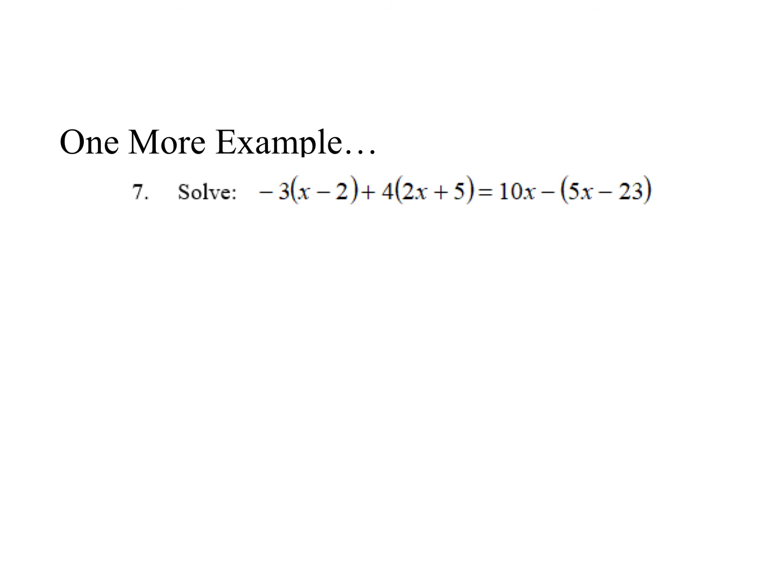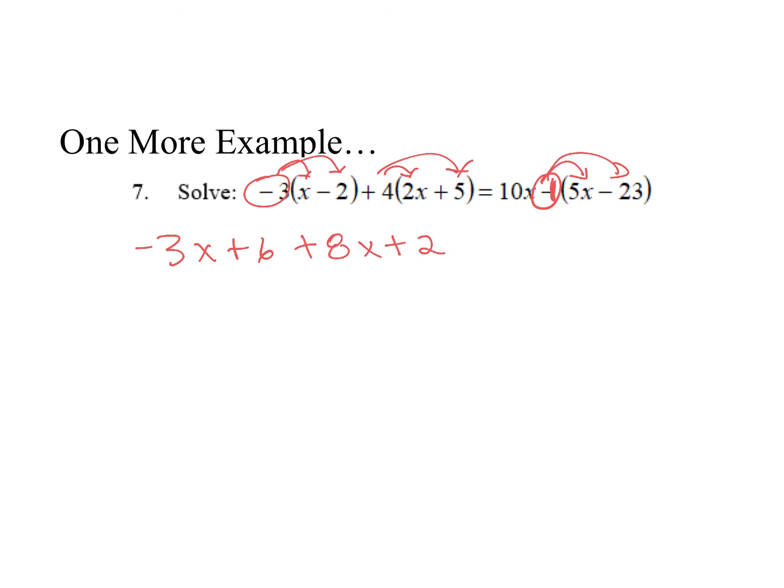Last example of this, let's work on this one. We need to distribute so that we can simplify the left, simplify the right. Please note that this is distributing -3 here. And so I get negative 3x plus 6, because I'm distributing -3, plus 8x plus 20 equals 10x minus 5x plus 23. So then I'm going to combine like terms.